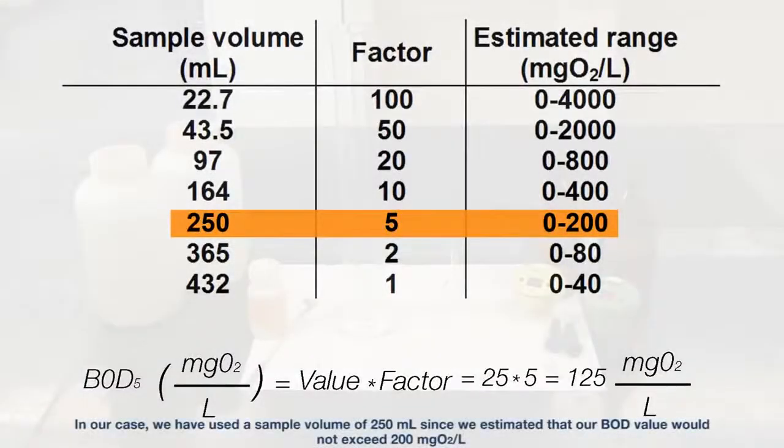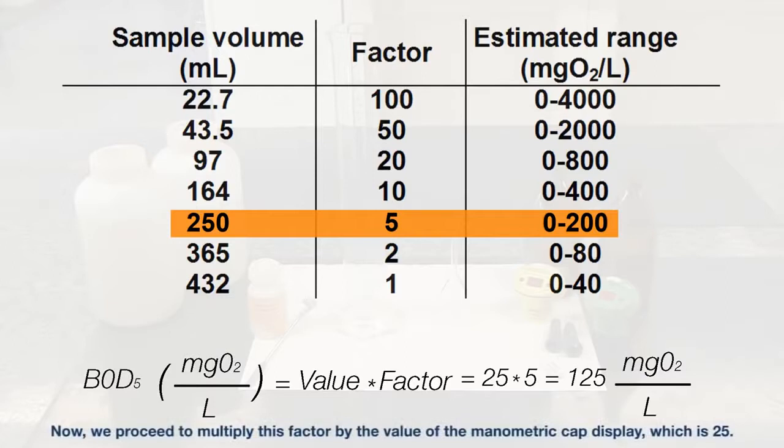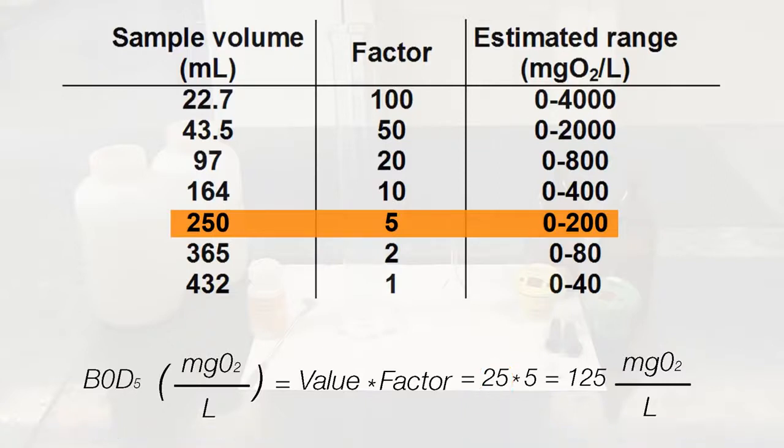In our case, we have used a sample volume of 250 milliliters, since we estimated that our BOD value would not exceed 200 milligrams of oxygen per liter. Then, as you can see in the table, the value of the factor to be used is 5. Now, we proceed to multiply this factor by the value of the manometric cap display, which is 25. With that, we obtain a final BOD5 value of 125 milligrams of oxygen per liter.